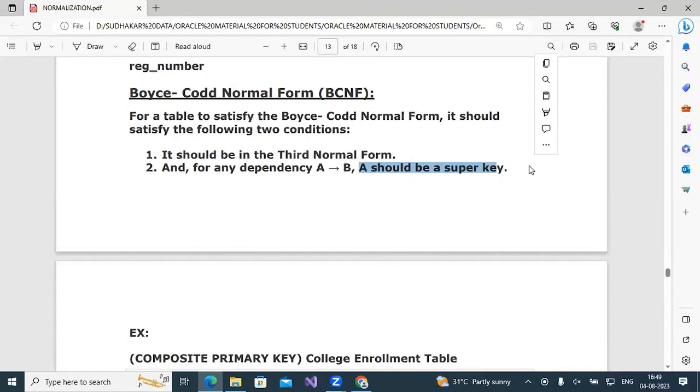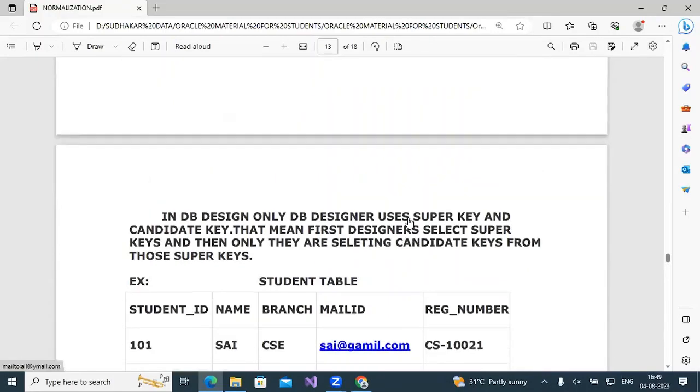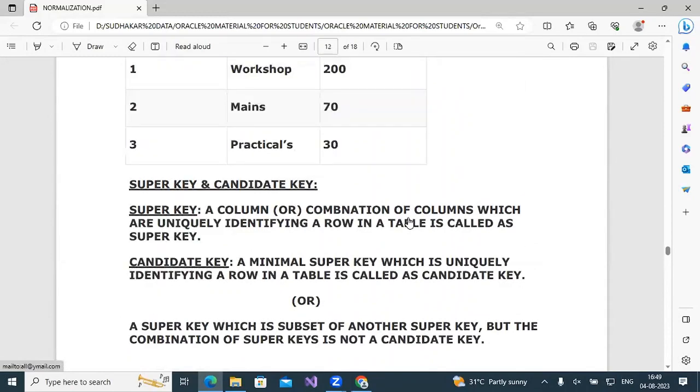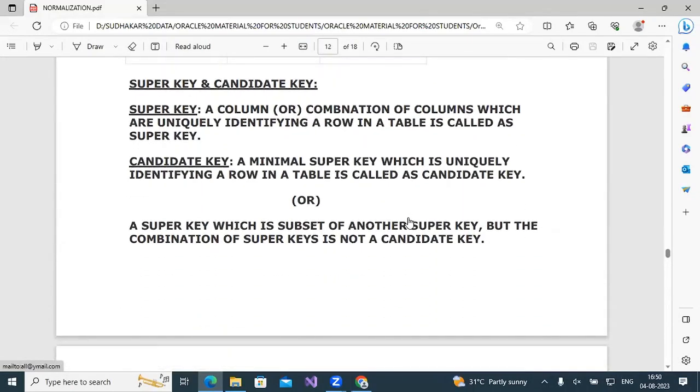But sir, before that I need to check whether A is a super key. If A depends on B, then is A a super key or not? How to check that? First we should know the meaning of a super key, and how I can say a column is a super key column in my table. So first you should have some idea, then you can understand this concept. That's why I'm giving some definitions. Observe carefully, here are two definitions to remember.